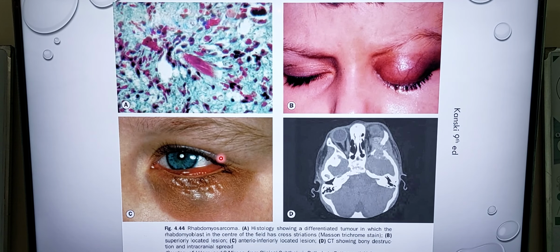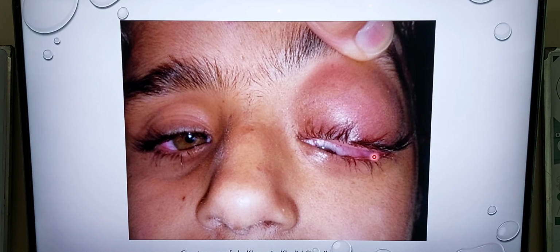This tumor is located inferiorly, and in the axial CT, you can see a retrobulbar mass extending beyond the bony confines into the cranial cavity. You can see the bone is being invaded over here. Again, this picture shows a superiorly located tumor.